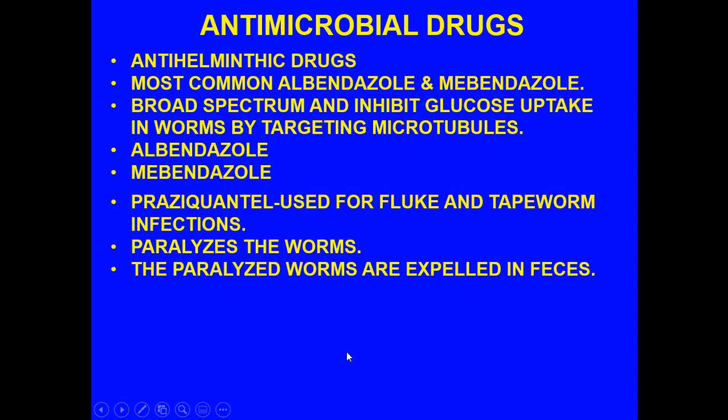Now we move from antiprotozoals to anthelmintic drugs. The most common are albendazole and mebendazole. They are broad spectrum, and they inhibit glucose uptake by worms by targeting their microtubules. Praziquantel is used for fluke and tapeworm infections. What that does is it paralyzes the worms. Therefore, the paralyzed worms are expelled in the feces.